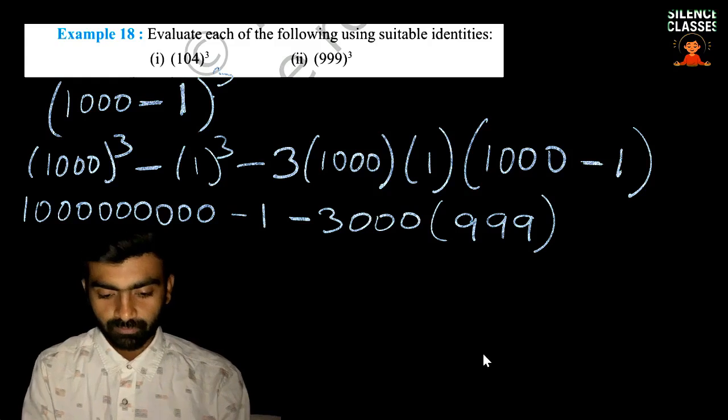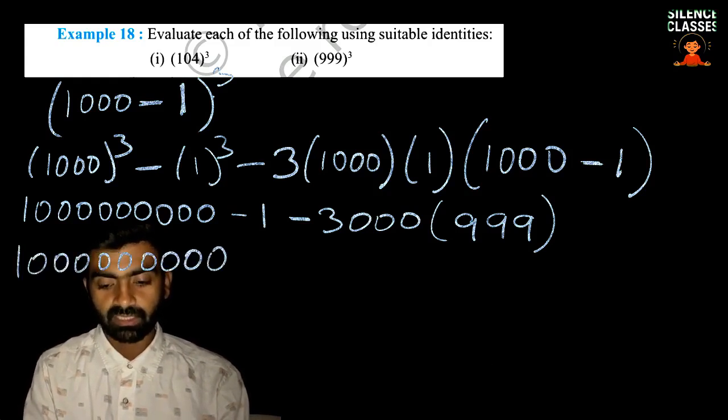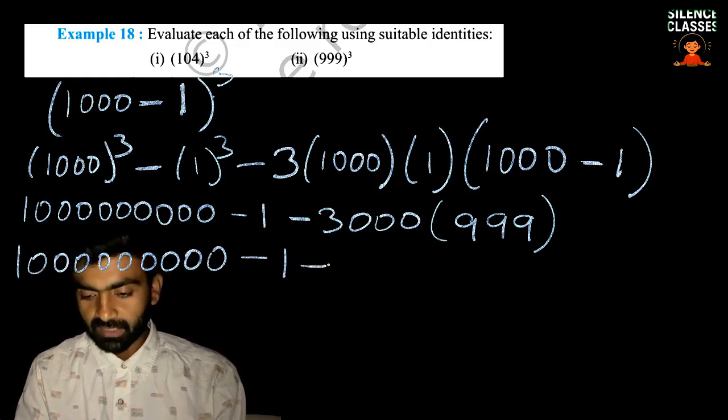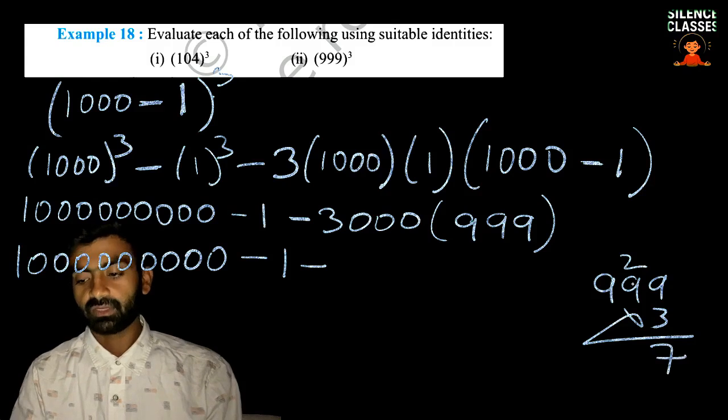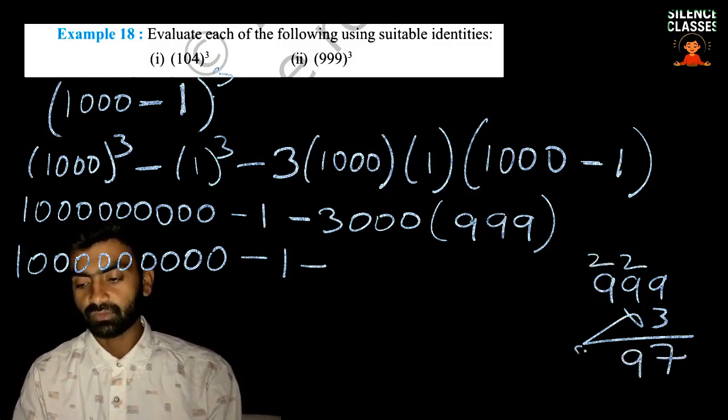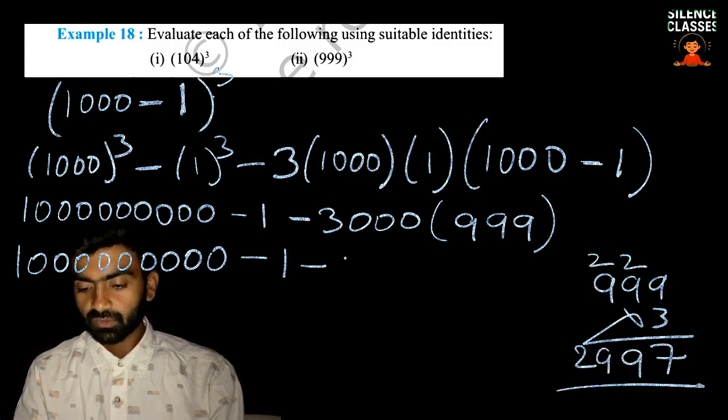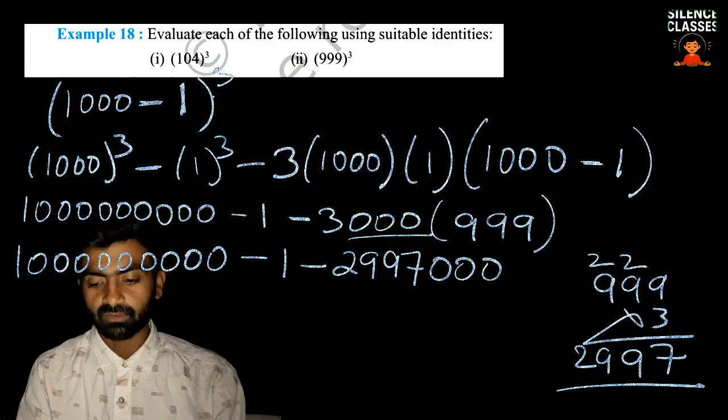Okay, so let's multiply it first of all. 1, 2, 3, 4, 5, 6, 7, 8, 9 minus 1 minus 999 multiplied by 3. 3 9s are 27, 3 9s are 27, 27, 28, 29. So we will get 2997000, because we can write down 3 zeros.